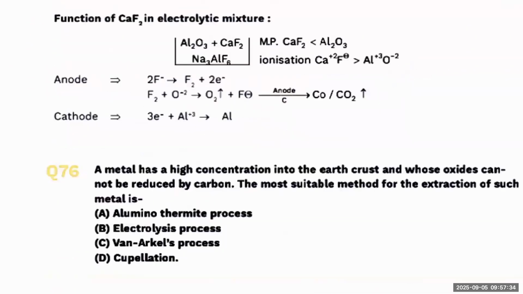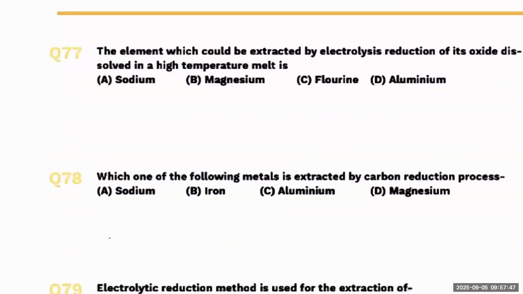The aluminium which is getting settled down will have a higher density compared to that of the solvent. That's why it can be extracted at the bottom as a molten form.